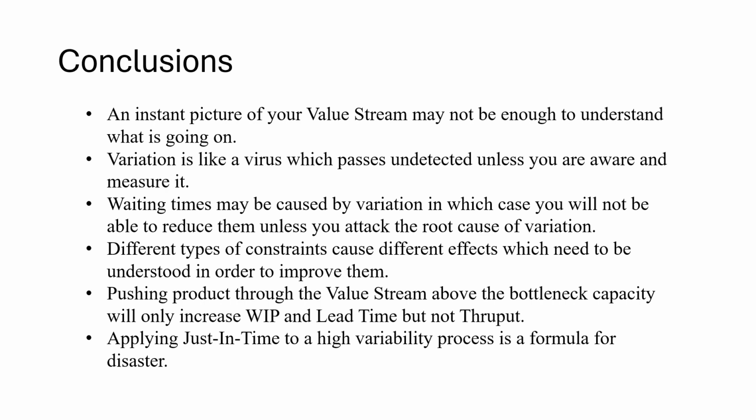Different types of constraints cause different effects which need to be understood in order to improve them. Pushing product through the value stream above the bottleneck capacity will only increase WIP and lead time but not throughput. Applying just-in-time to a high variability process is a formula for disaster.